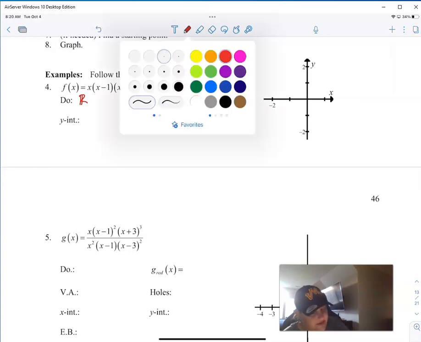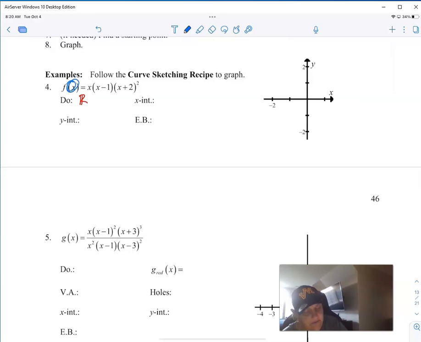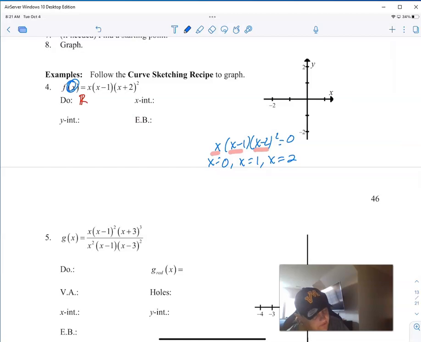My x-intercepts are when y equals 0. So if I set this equal to 0, I have zeros at, well, let's see, here, here, and here. 0. I add that over 1. I add that over 2. Oh, I'm sorry, that's a plus. -2. Okay. 0, 1, -2. So the way I'd write these is 0, 0; 1, 0; -2, 0.